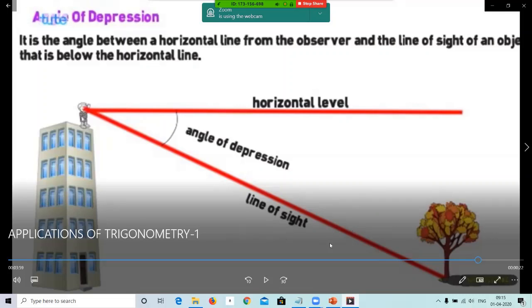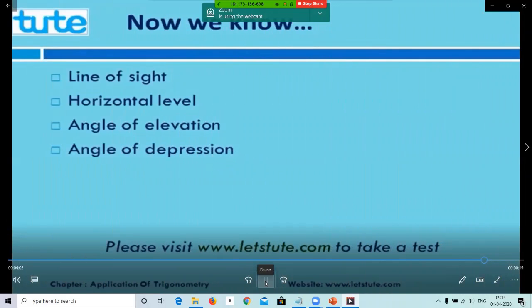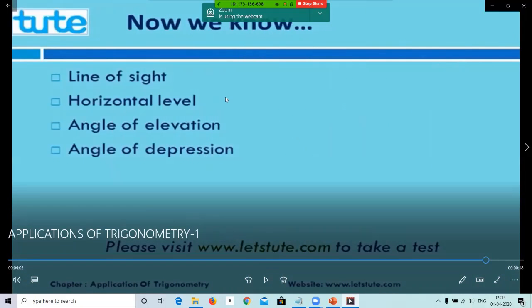Are we clear with that? So moving ahead again. These four points are what we just now spoke about. I hope everybody writes down these terms as important terms.